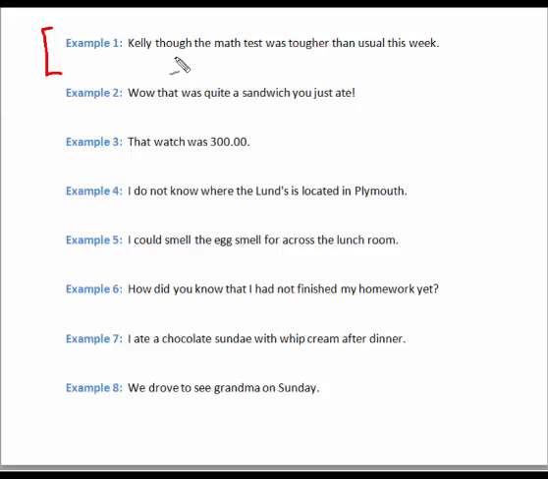Example 1, Kelly thought the math test was tougher than usual this week. The word tougher suggests negative. Go ahead and put a negative symbol above the word tough. Example number 2, wow, that was quite a sandwich you ate. The word wow is positive. Quite a sandwich, positive. And finally, there is an exclamation tone at the very end, which suggests excitement.